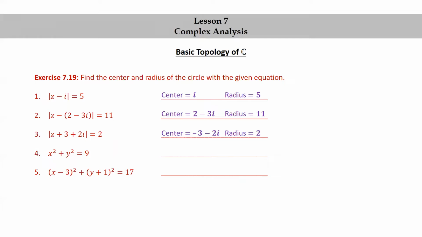x squared plus y squared equals 9. The center is 0, the radius is 3. (x minus 3) squared plus (y plus 1) squared is equal to 17. The center is 3 minus i, and the radius is the square root of 17.